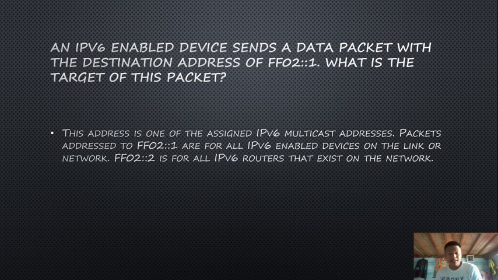This address is one of the assigned multicast addresses. Packets addressed to FF02::1 are for all IPv6-enabled devices on the link or network.